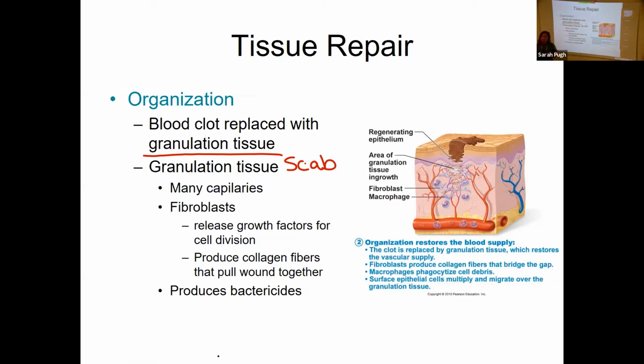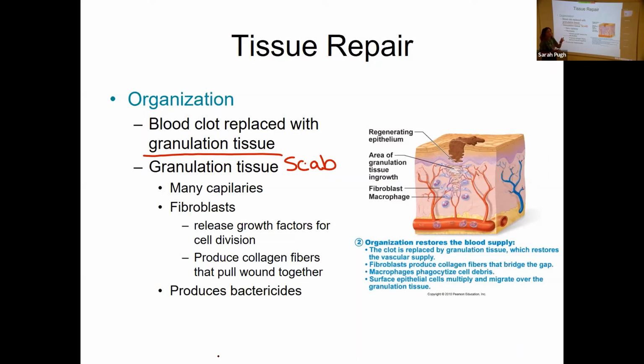Now we know that granulation tissue has a lot of capillaries in it. You know this. If you have a scab, my son does this all the time. His knees are covered in scabs. And he'll sit on the couch and pick at his scabs. And then guess what? They bleed all over my couch.